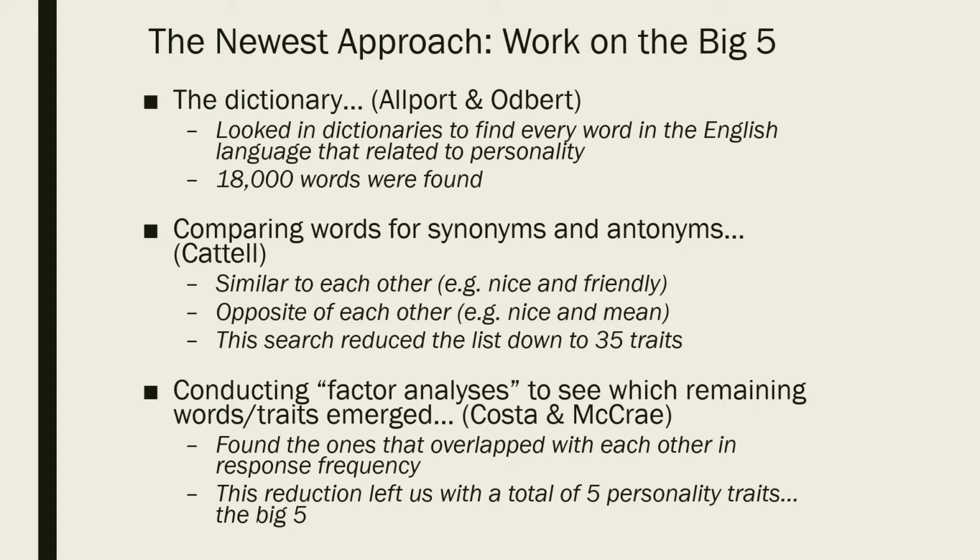When Costa and McCrae ran a factor analysis by asking a whole large sample of people to fill out where they were on this list of 35 traits, they were able to conclude that, at least in the United States and college-aged people, there seemed to be 5 different factors that emerged from these 35 different traits when people responded to how high or low they were on these characteristics. And these 5 traits that they discovered led to this thing that we now, again, call the Big Five.